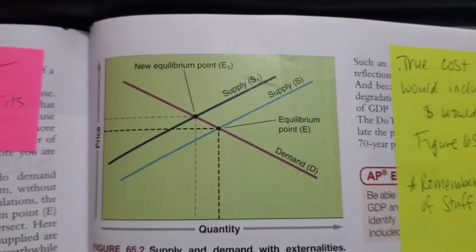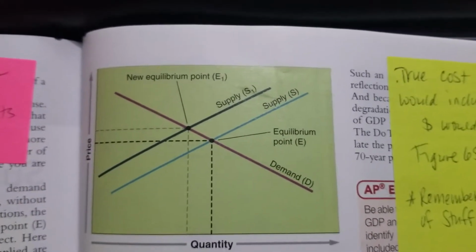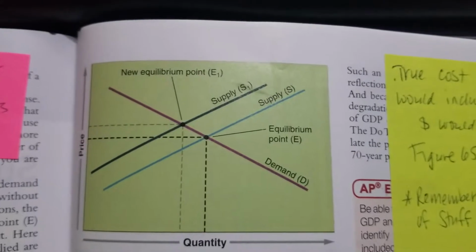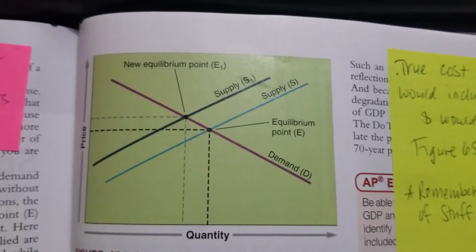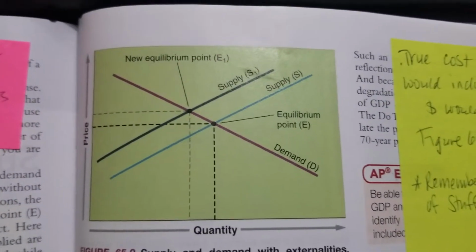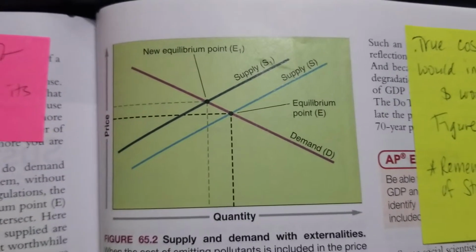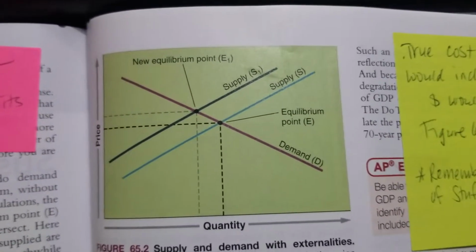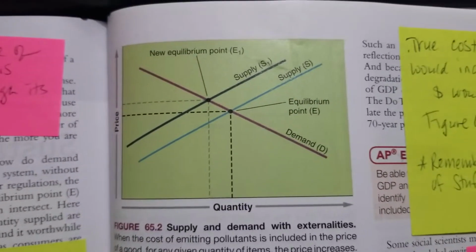So this is showing kind of how that would look if you applied those externalities. So you've got supply 1, you've got supply 2, you've got demand. So supply 1, S1, is with that externality factored in. So you can see there's a new equilibrium point. The price has gone up because now you have to factor that in. So somebody has to pay for it, whether it's a consumer or the producer.